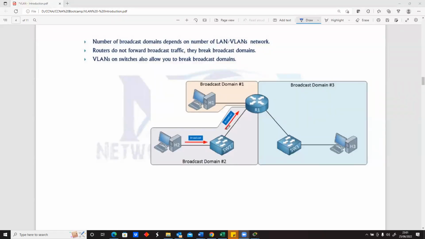So from what I mentioned in this diagram, we have a few things in this diagram. Based on this router, you can see that we have 3 connections on the router. Like I said, every interface on the router is connected to a different network.